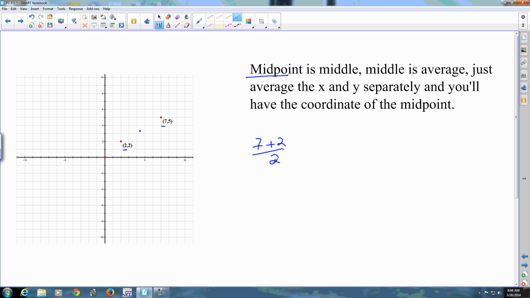No, you cannot cancel those 2's. And this is a coordinate. Average the y values. Again, no, you cannot cancel. So it would be 9 halves and 7 halves would be the coordinate of the midpoint. Okay, so that's it. That's all for this section.